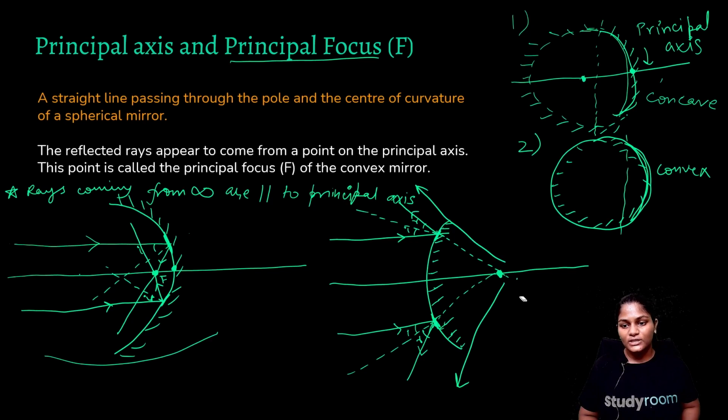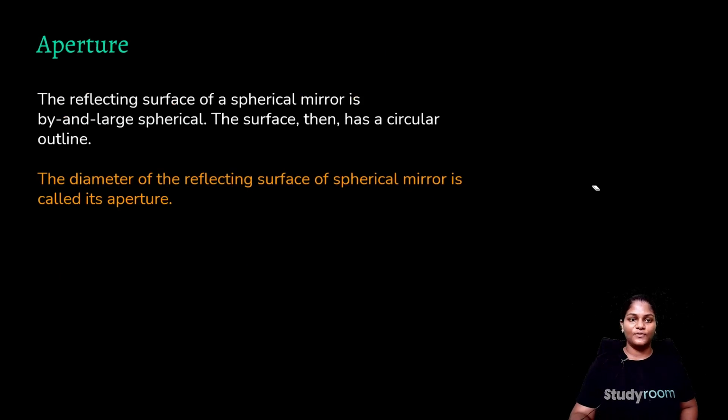Okay, so that is what it means that these rays coming from infinity appear to diverge from this principal focus that is behind the mirror. And the principal focus is behind the mirror because look at this sphere. Where does the center of curvature lie? Behind the mirror, here. Where does the principal focus lie? Behind the mirror, here. Okay, moving on.